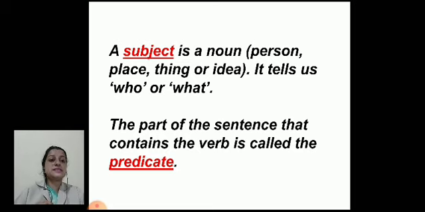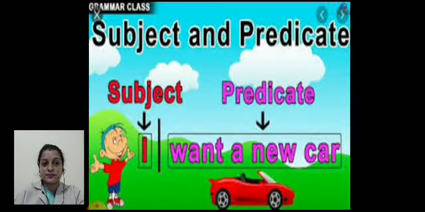The part of the sentence that contains the verb is called a predicate. So make sure that if we are talking about the predicate, there will be a verb in it. So we can say that the part of the sentence that contains the verb is called the predicate.